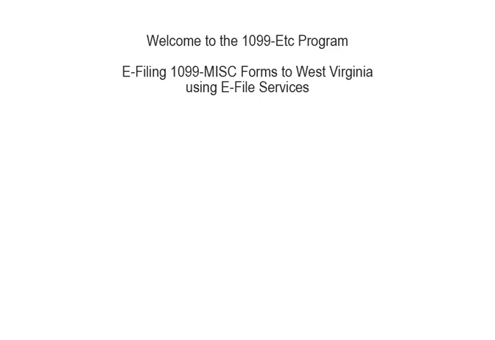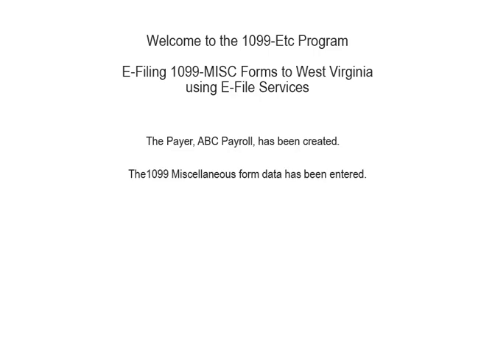This tutorial covers e-filing the 1099 miscellaneous forms to West Virginia using e-file services. Only the 1099 miscellaneous form can be e-filed to the state using e-file services. To begin, the pair ABC payroll has been created, and the 1099 miscellaneous form data has been entered.